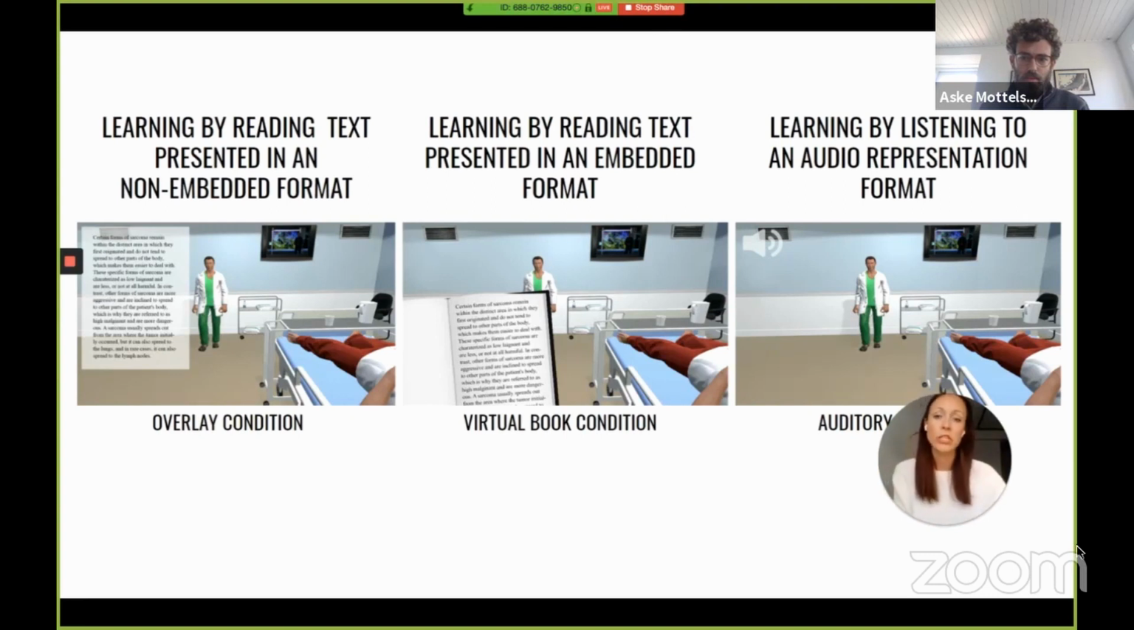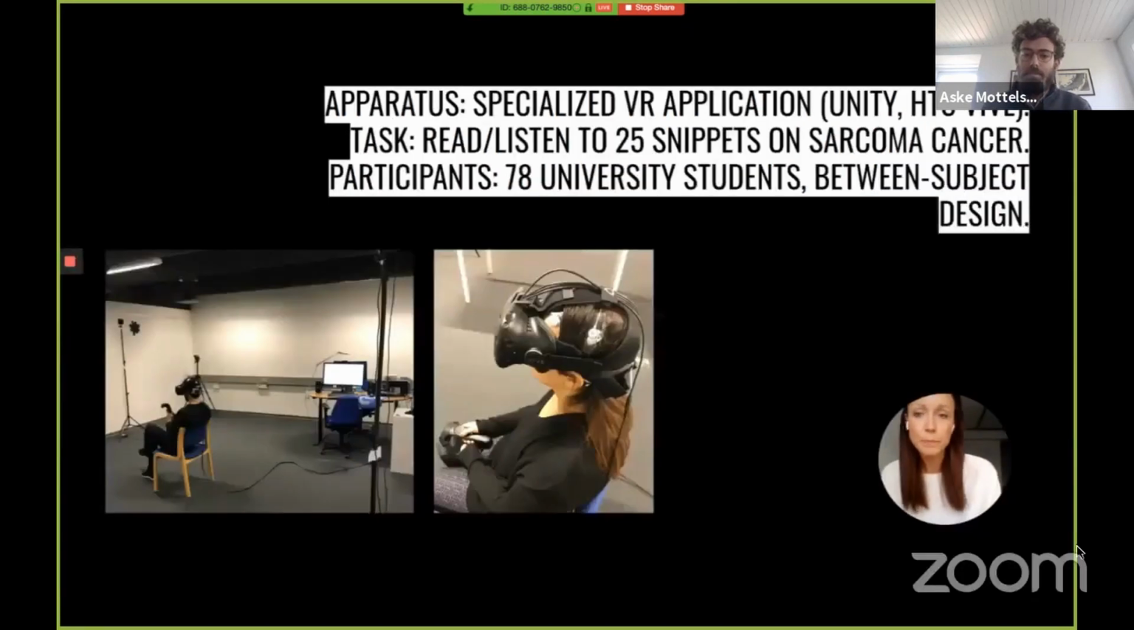Same with the auditory condition. It was exactly the same text that the students listened to there. However, this time the text was not written, but spoken by a voice actor and pre-recorded prior to the experience. The playback was the same. Nothing in the environment, the characters, or the participant's position in the space changed throughout the experience. So it is only the format of representing information that changed.